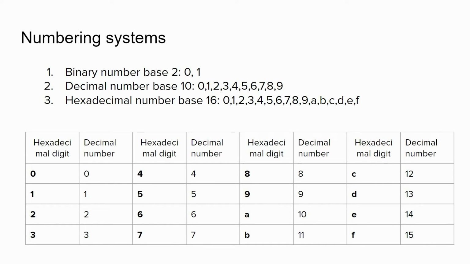You might ask why we need a hexadecimal numbering system. In fact, in the hexadecimal number system, we have base 16, which is equal to 2 to the power of 4. It means that we can represent 4 binary digits using just a single hexadecimal digit. So the conversion from binary to hexadecimal is a straightforward process.